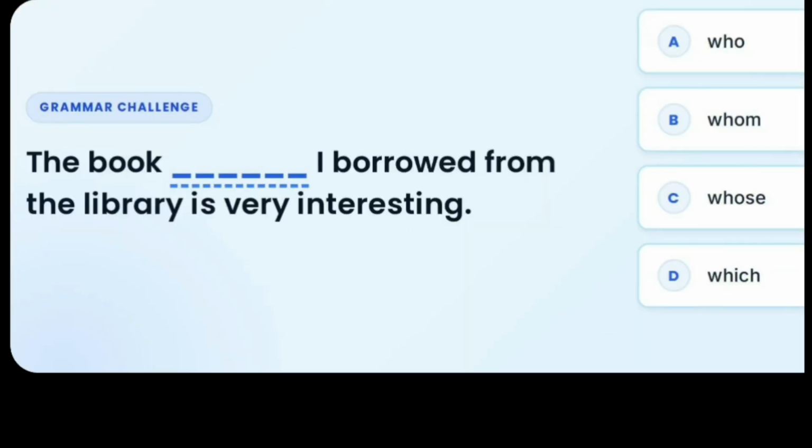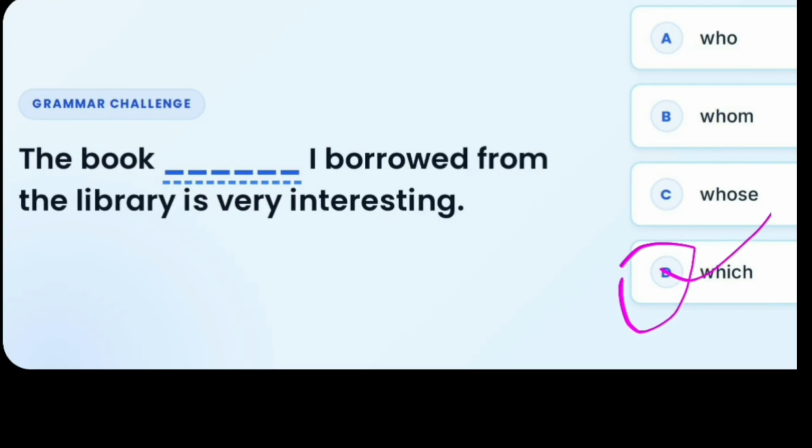Question number 50. The book that I borrowed from the library is very interesting. A. Who? B. Whom? C. Whose? D. Which? Pause the video and challenge yourself. The correct answer is choice D, which. Which is the relative pronoun used for objects or things. The book, as it is the object, requires choice D.